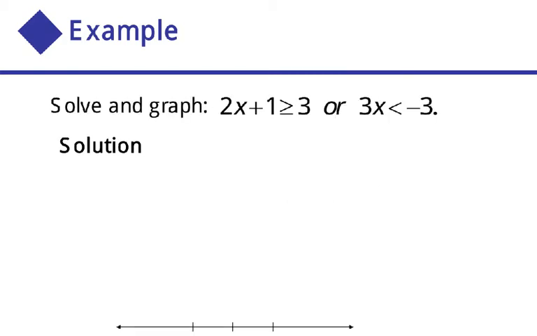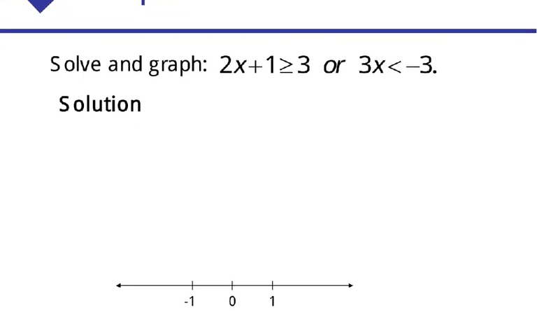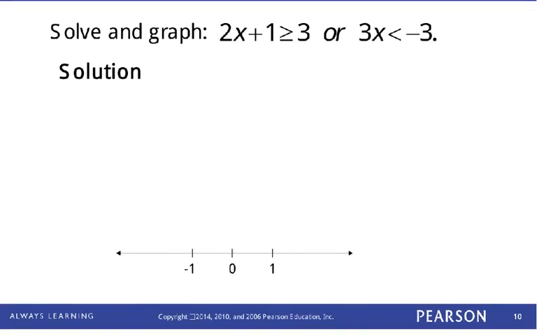Okay, and I'm going to move this up a little bit. So OR is the same as union. So we're going to solve each of them and then graph them. So for the first one, we'll get 2x plus 1 is greater than or equal to 3. 2x is greater than or equal to 2. X is greater than or equal to 1. For the second one, we'll get 3x is less than negative 3. X is less than negative 1.